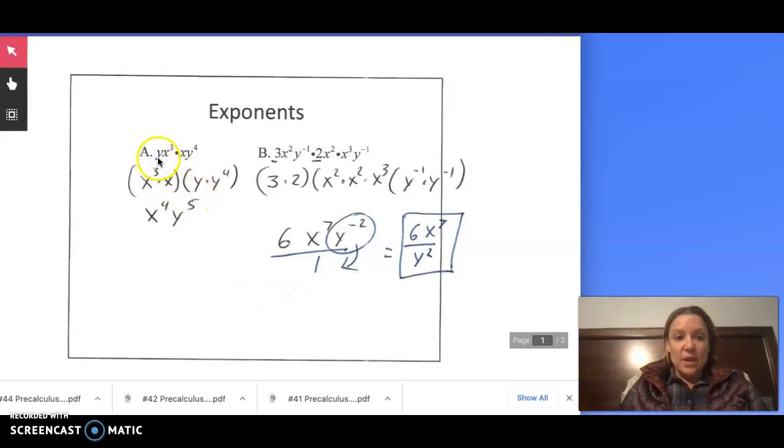So for example A, we have y, x to the third times x, y to the fourth. And so we're going to group some together. We have an x to the third and an x to the first, which gets x to the fourth. We have a y to the first and a y to the fourth, which gets y to the fifth.